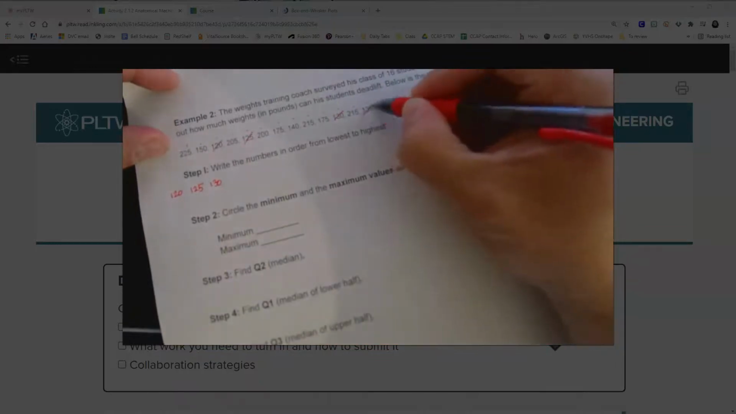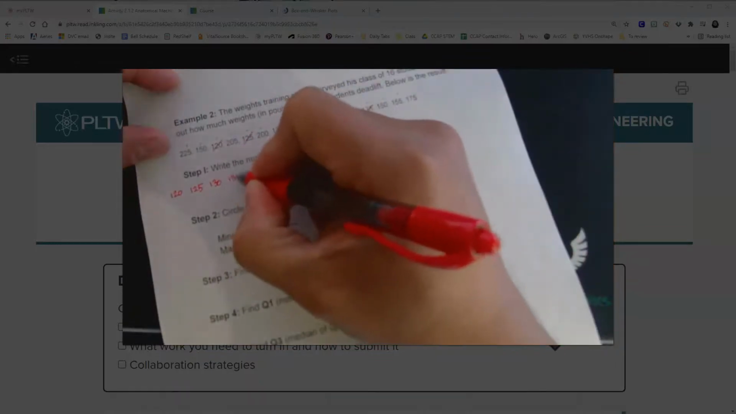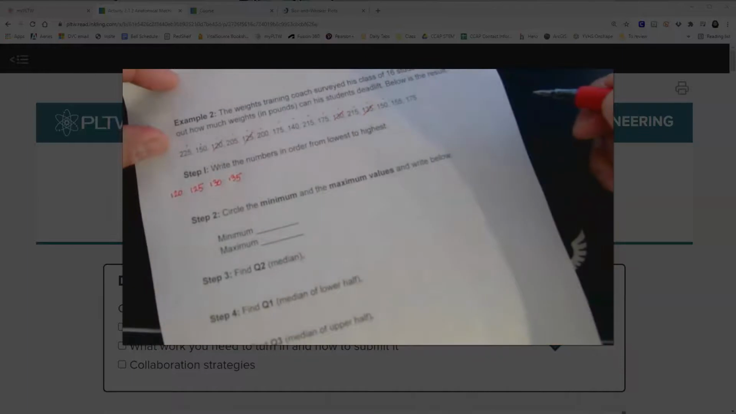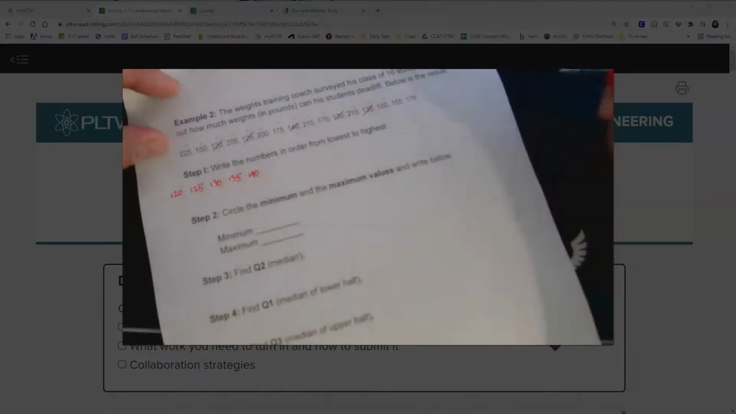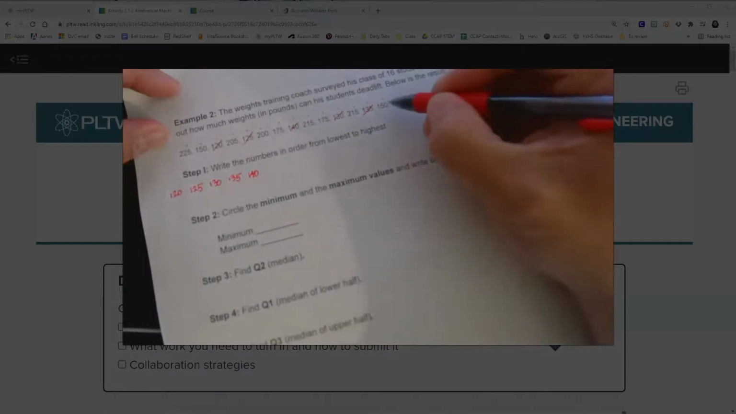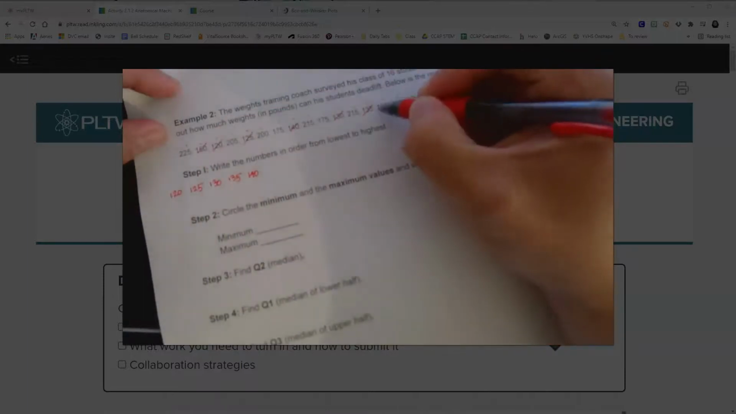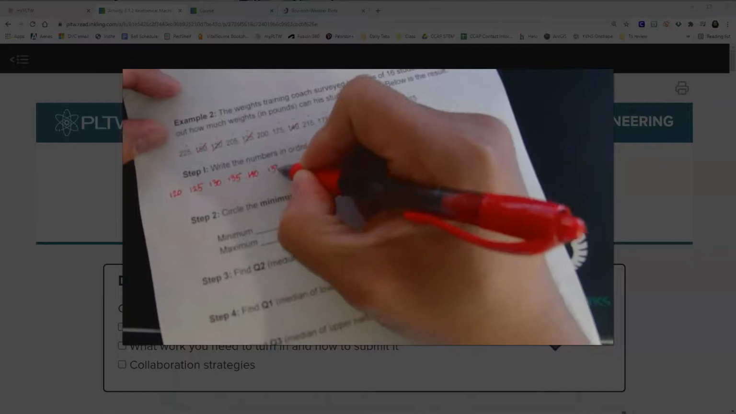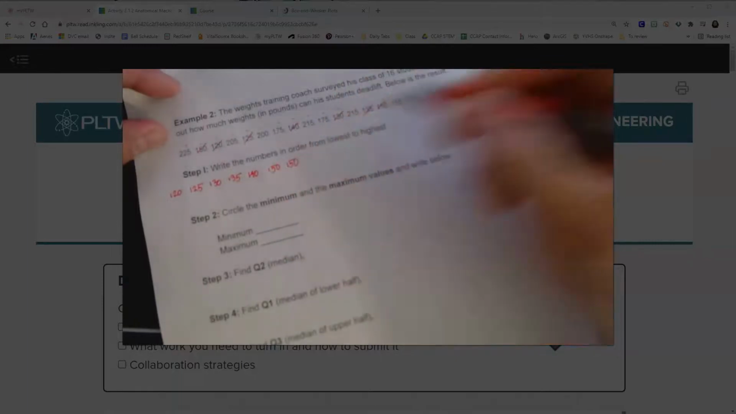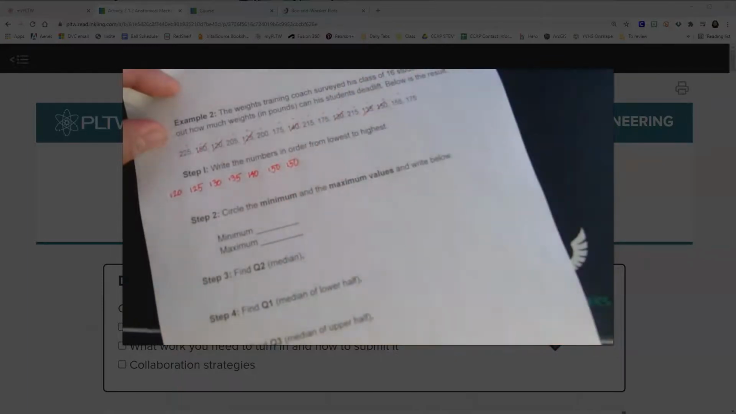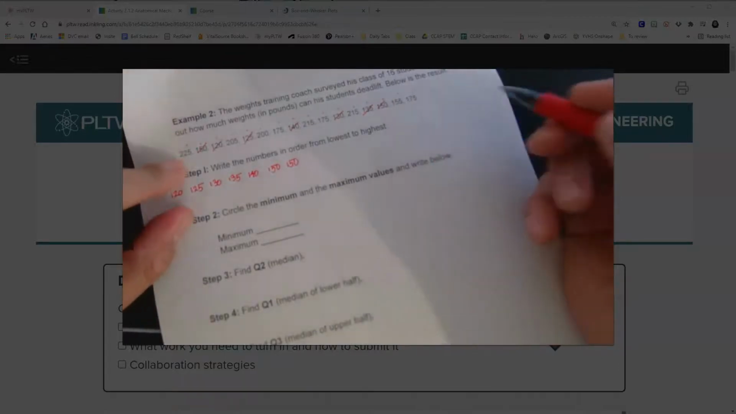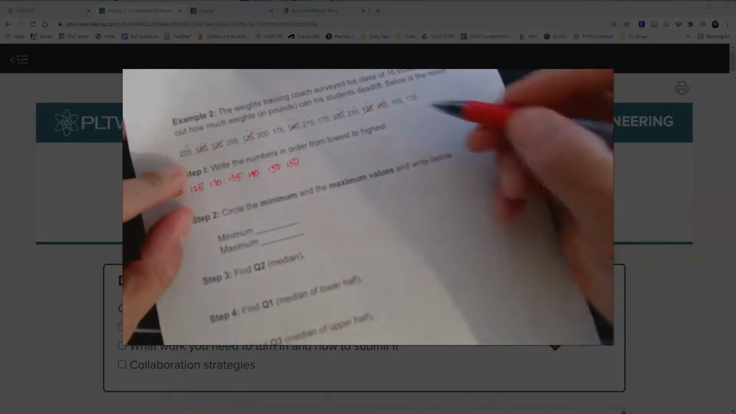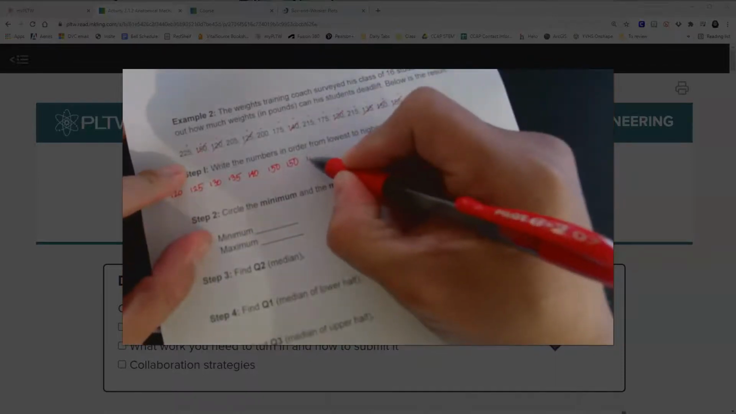After 130, we have a 135. And then we have 140. Next one would be 150. We got 2, 1, and then 2. So let's write down 150 and another 150. Okay, so after 150, we have a 155.